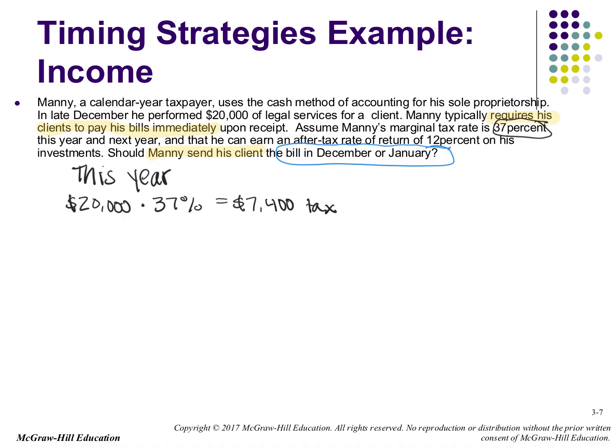Then subsequently, the after-tax income equals $20,000, because that was the original bill that Manny would send, minus the $7,400 in tax, and that will get us $12,600 in after-tax income.